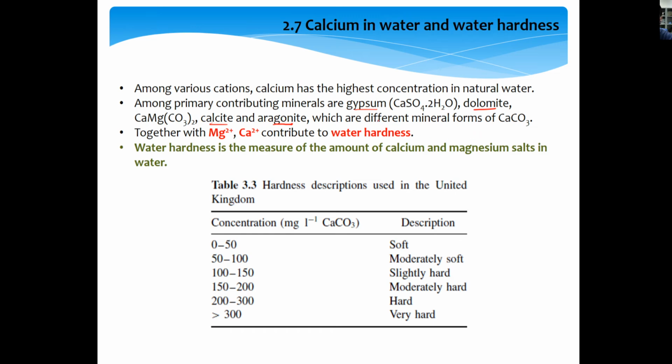Water hardness actually refers to the measurement of the amount of calcium and magnesium salt in water. I have one example here. This data is from the UK. You can see how they categorize the water hardness. From here, 0 to 50 is categorized as soft, 100 to 150 slightly hard, 200 to 300 hard, and more than 300 they call very hard. You can see here the concentration, just like alkalinity, is presented in milligram per liter of calcium carbonate.